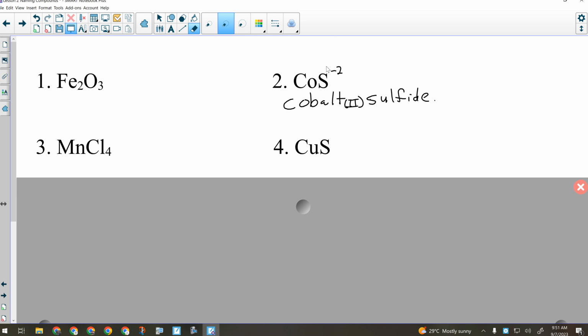All right, for our next one here, we've got manganese, and manganese can be a 2 or a 4, and it's with chlorine. Chlorine is always -1. Okay, so if there's 4 chlorines, each one having a -1 charge, how many negatives are there? 4. So I've got 4 negative charges. That means I've got to get 4 positive charges out of my single manganese, so its charge is 4. And we just write manganese, Roman numeral 4, chloride.